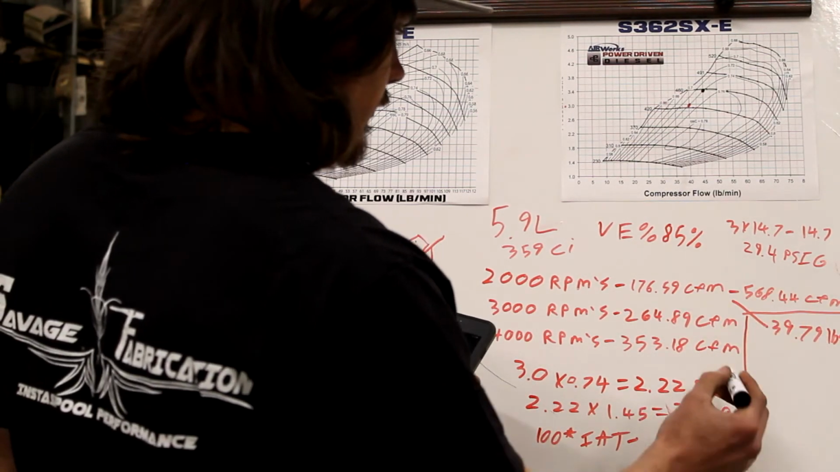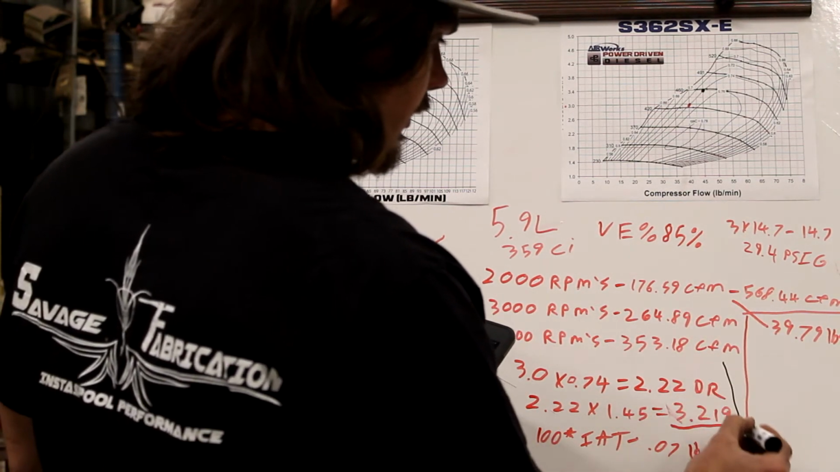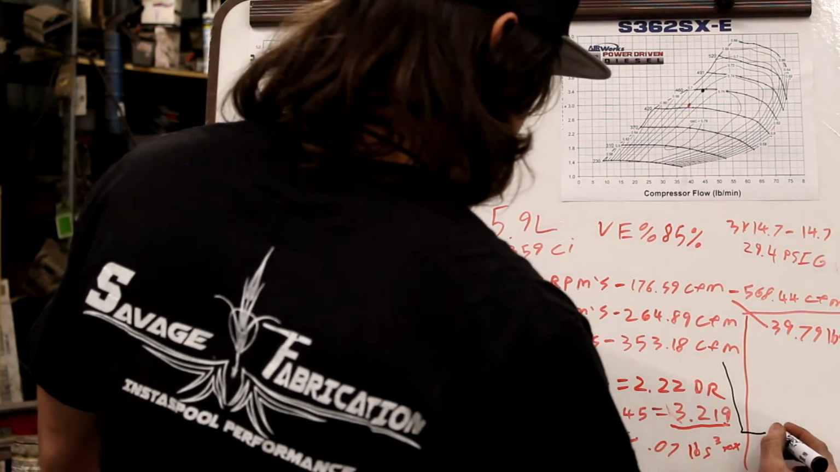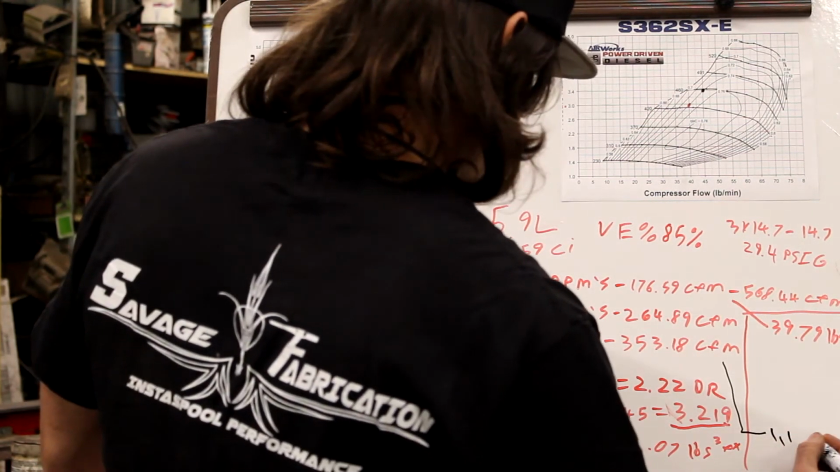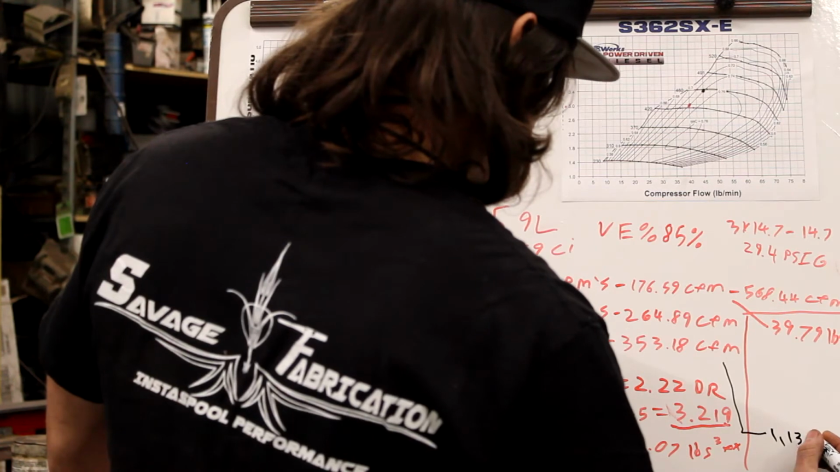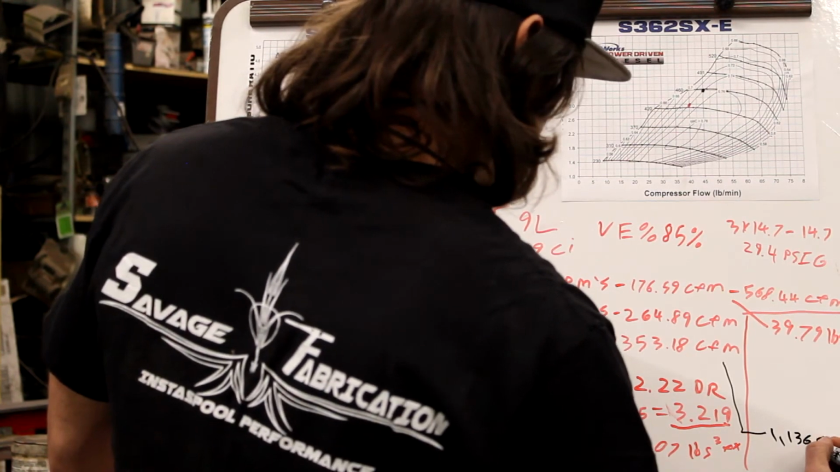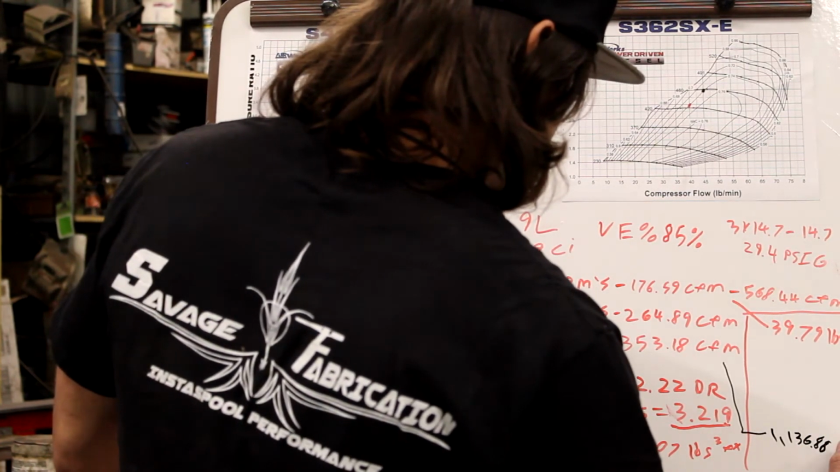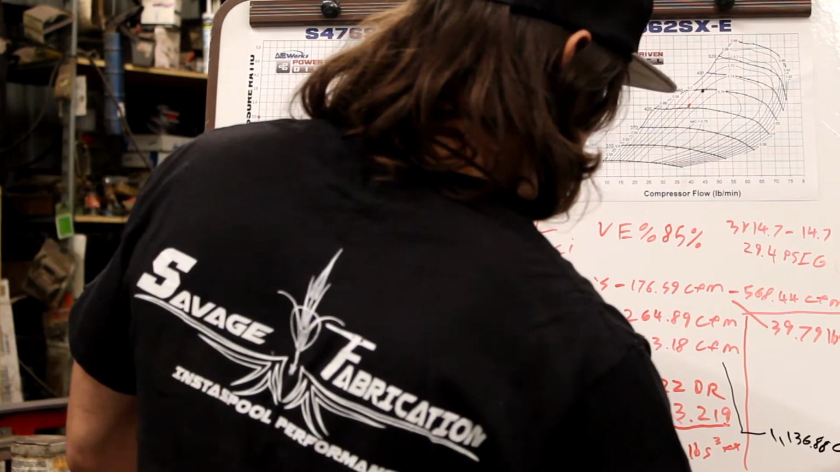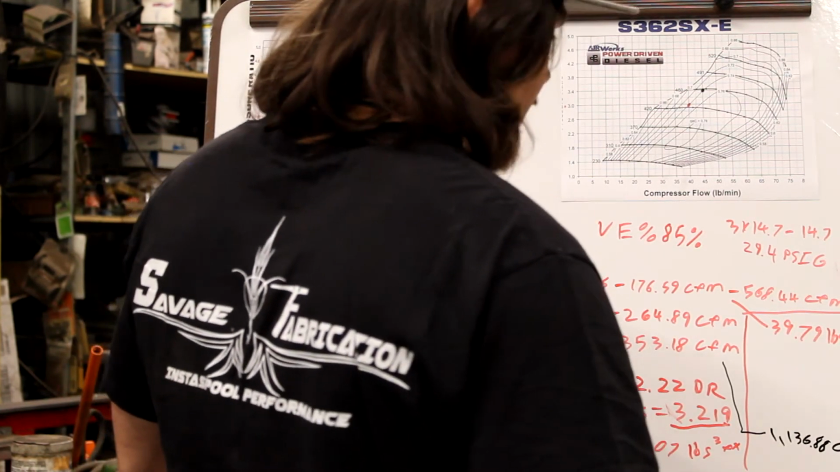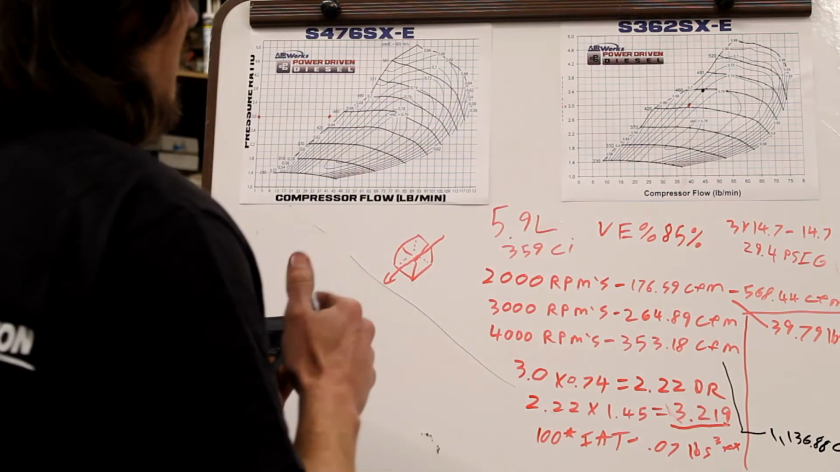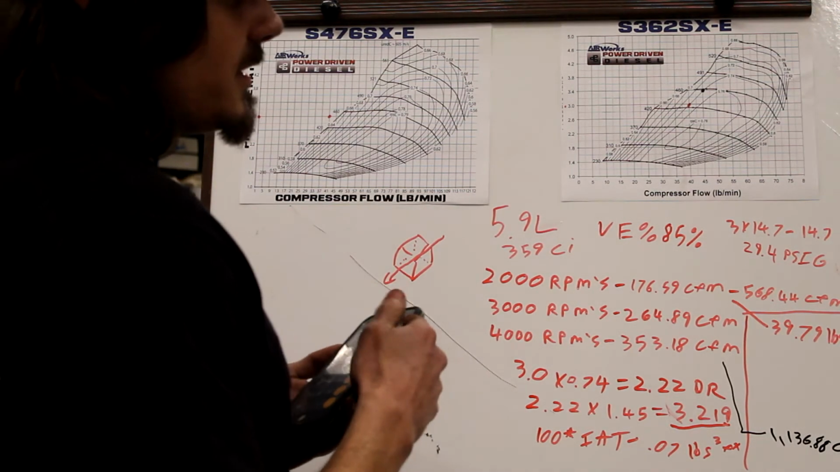568.44 CFM. I'm going to put this down here just in case we do this wrong. To 1,136.88 CFM. Oh, it's rough. So we didn't change the boost pressure, we didn't change anything. All we do is rev the engine higher.